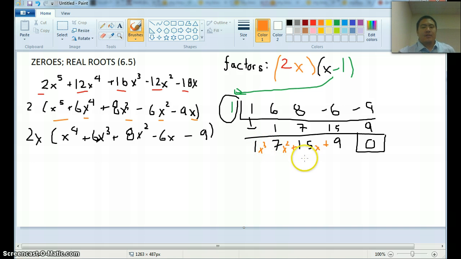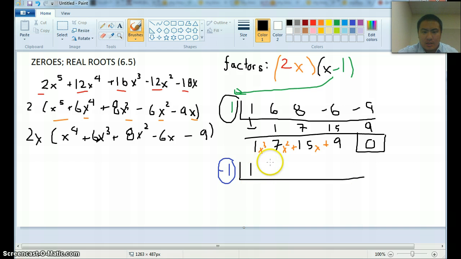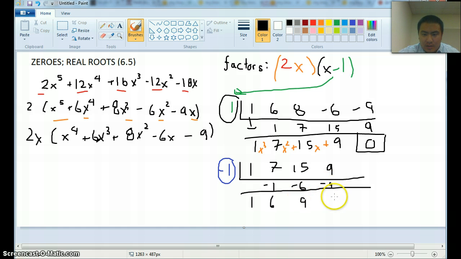And you know what? I have another good feeling. Maybe we'll try negative 1. So let's try negative 1 for that one, and let's do synthetic division on it. We got 1, 7, 15, 9. And that's going to end up giving me this, which would be 1, negative 1, 6, negative 6, 9, negative 9, 0.